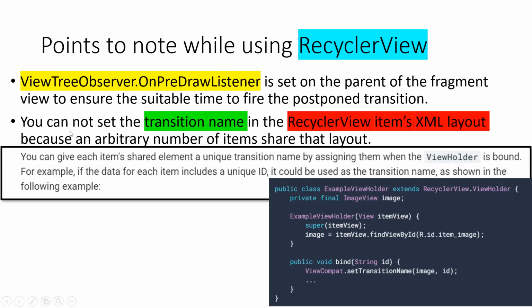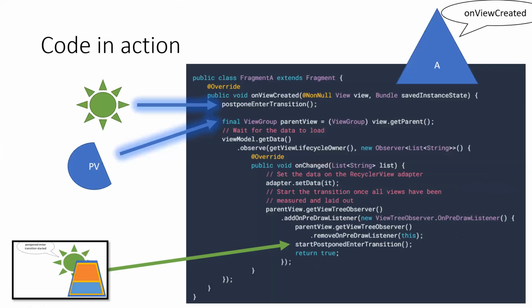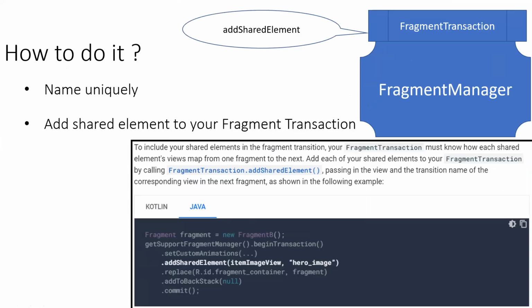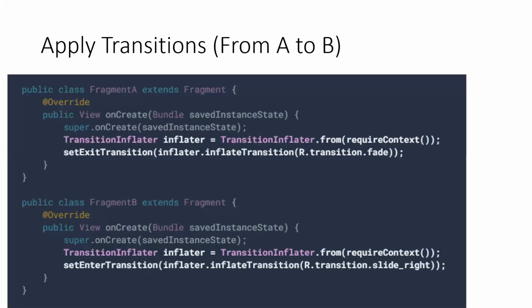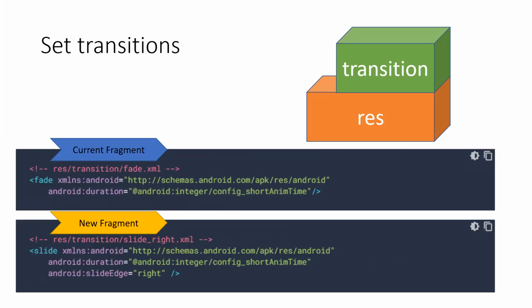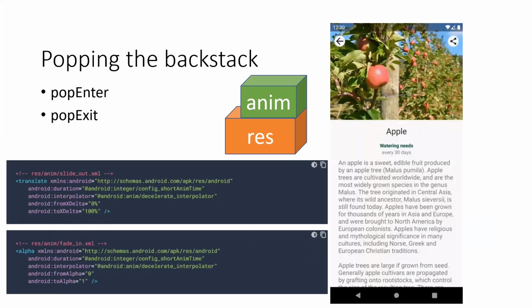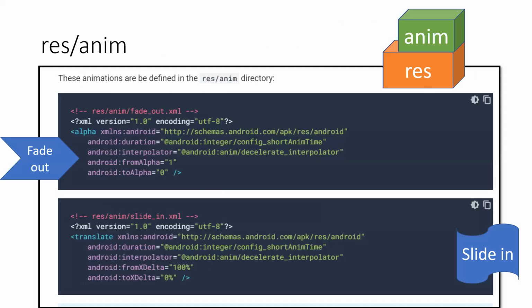Next point to note down is you cannot set a transition name the way we set a transition name when we were not using recycler view. Like in the last lecture, let me just go to that slide where I mentioned you have to write names also.